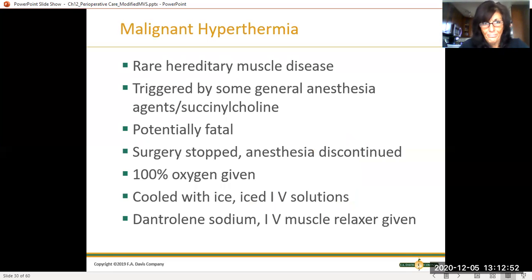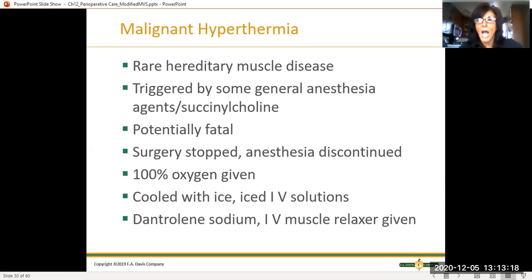Malignant hyperthermia is a hereditary muscular disease, and it can be triggered by general anesthesia agents. It can be fatal. If they start to develop it, surgery has to be stopped. Anesthesia has to be stopped. They need 100% oxygen given immediately, and we have to get their temperature down.